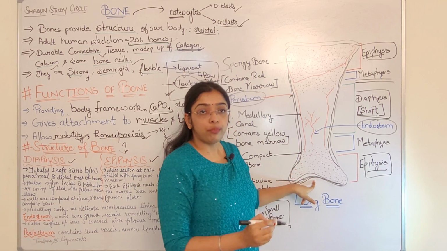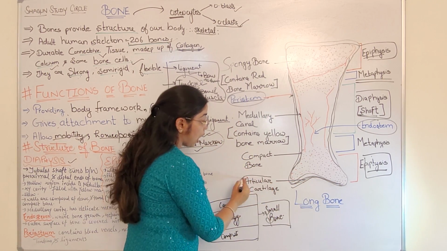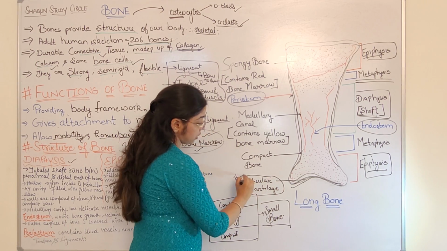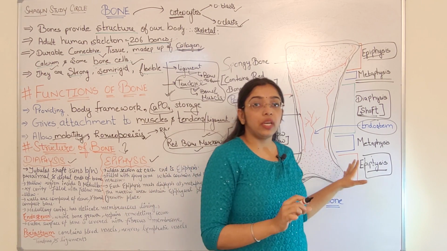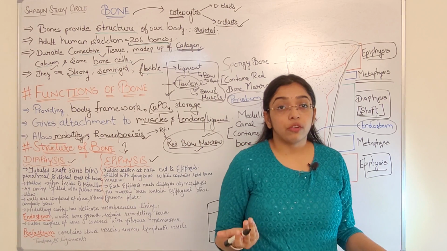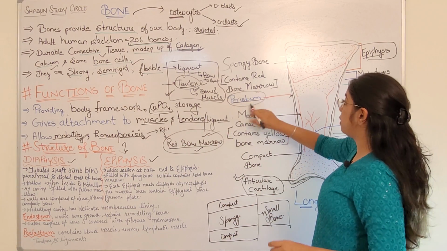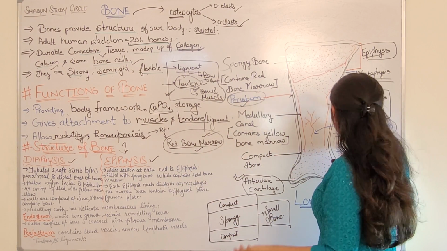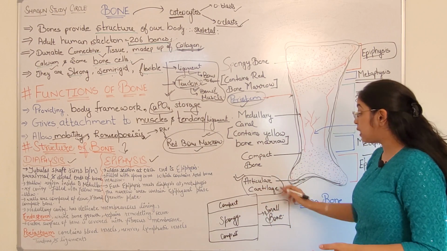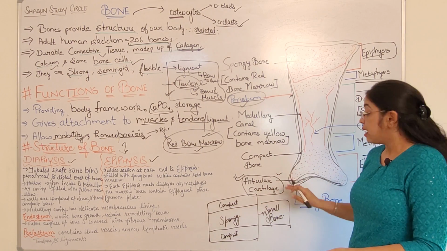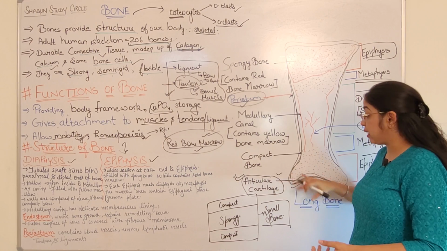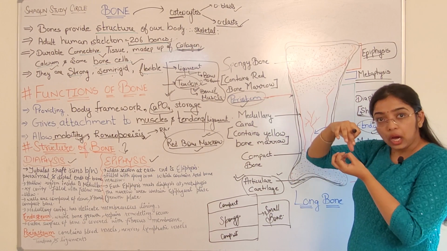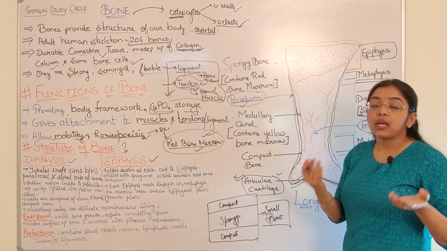Why? Instead of periosteum, what is present? Articular cartilage is present. Instead of periosteum, articular cartilage is present. Now, what is the function of articular cartilage? We can see periosteum helps in protection, endosteum helps in protection. But what does articular cartilage do? It helps in connection of one bone to another. Bones are connected, but how are they connected?